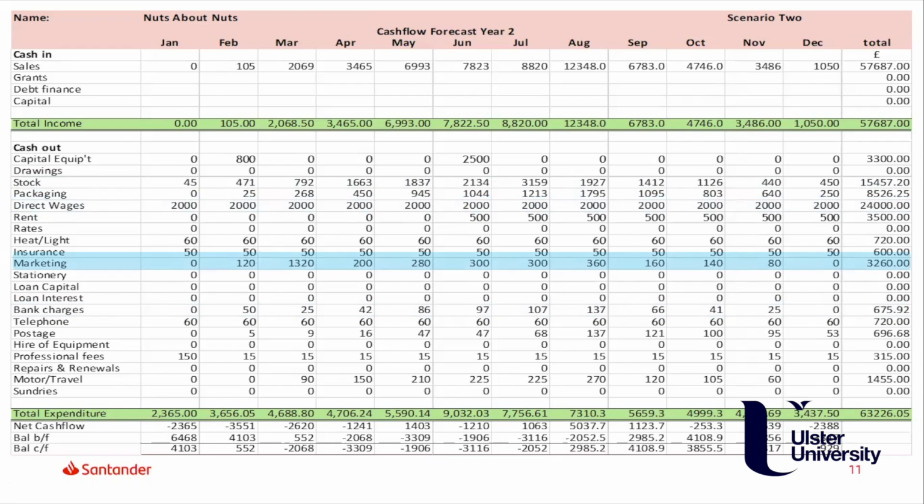She's thought about her marketing, and again, this now reflects that marketing is a variable cost for the business. Although I would look at this and question whether enough is being spent on marketing to drive the level of sales that she's forecasting. But again, Sam could look at her marketing strategy, and she could start seeing where she could increase her marketing budget and the impact that would have on her cash flow.